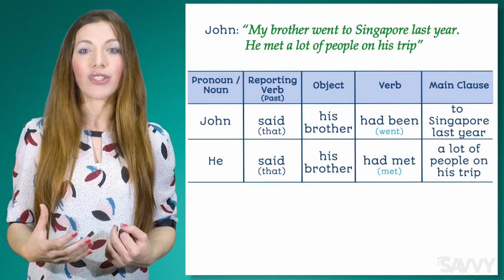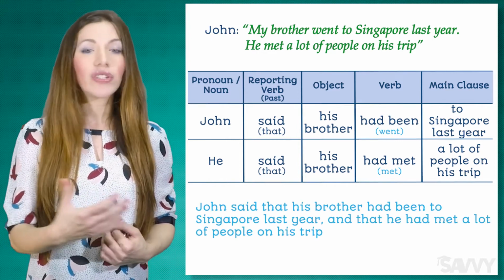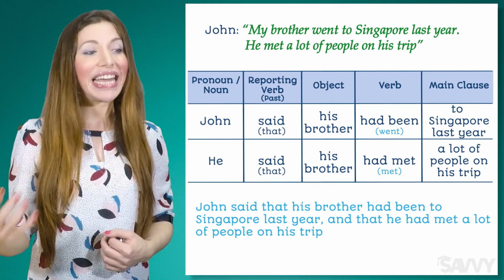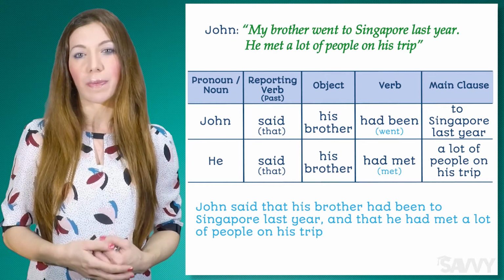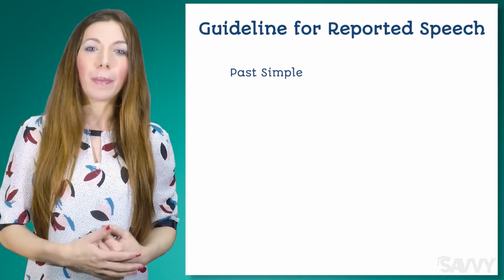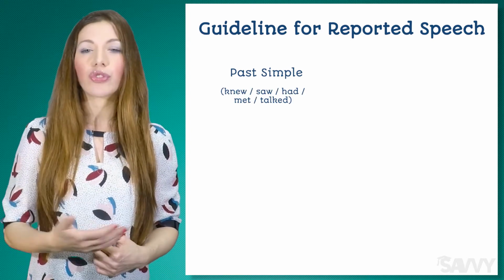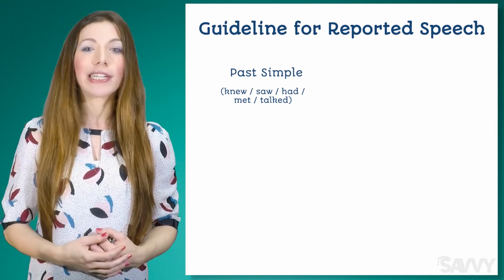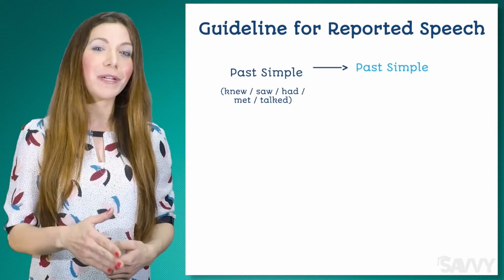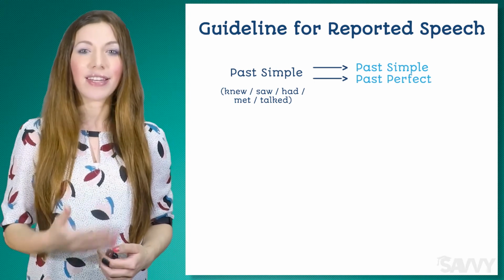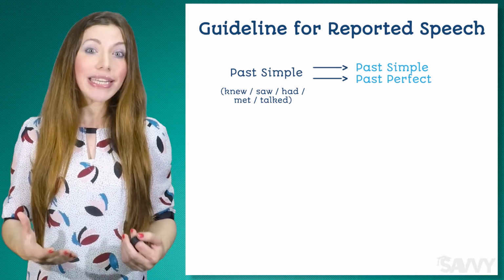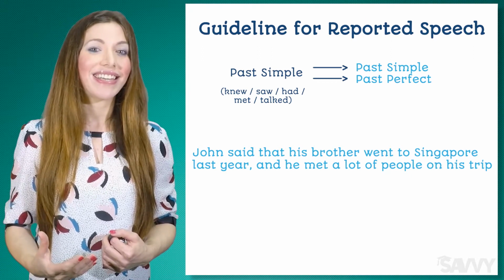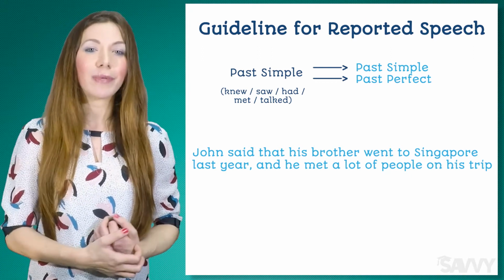So we can combine these two short sentences together. We could say, John said that his brother had been to Singapore last year and that he had met a lot of people on his trip. Now, when we have a verb in the past simple, like knew, saw, had, met, talked, in the reported speech, we could either leave it as past simple or change to the past perfect, as we've just done. So we can say, John said that his brother went to Singapore last year, and he met a lot of people on his trip.